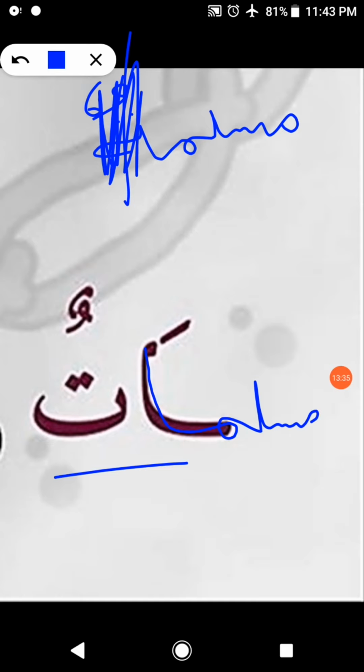The meem here already has a fatha, so it comes over here, and then you add an alif along with the suffix atun. So what did you do? Once again, you simply removed this round ta altogether, and then you added the suffix: muslimatun.